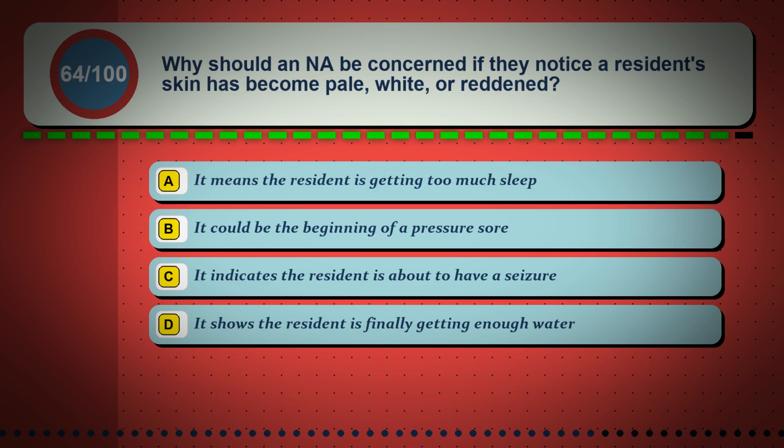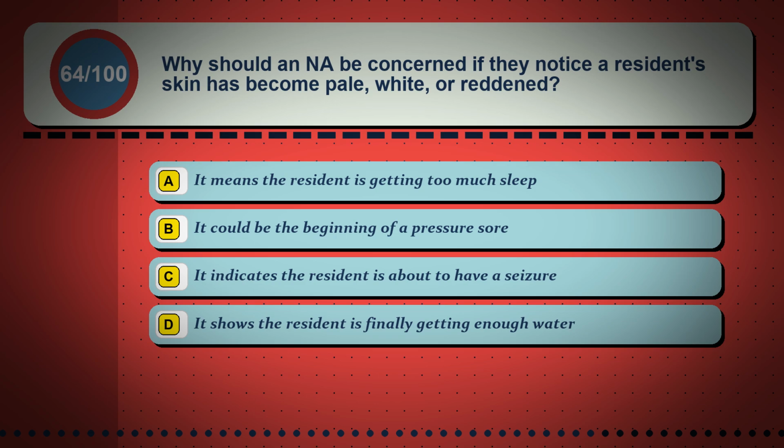Question 64. Why should a NA be concerned if they notice a resident's skin has become pale, white, or reddened? Option A. It means the resident is getting too much sleep. Option B. It could be the beginning of a pressure sore. Option C. It indicates the resident is about to have a seizure. Option D. It shows the resident is finally getting enough water.